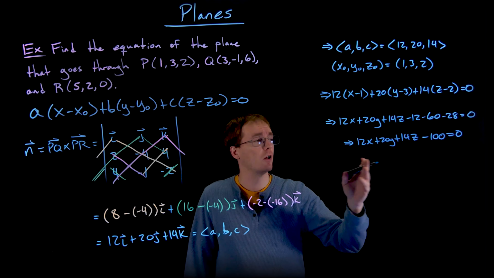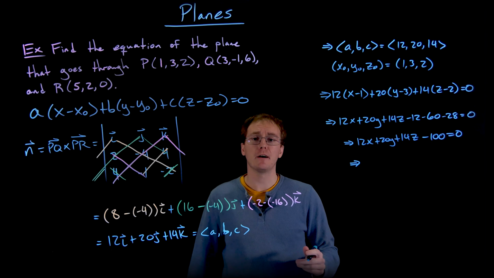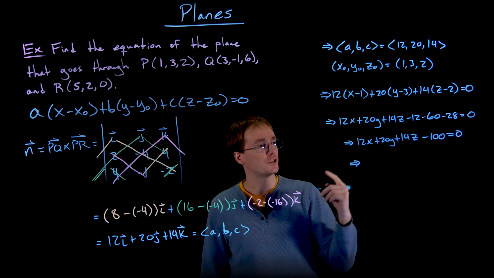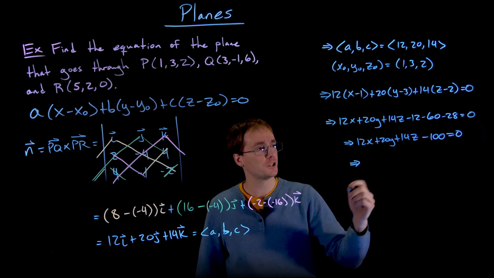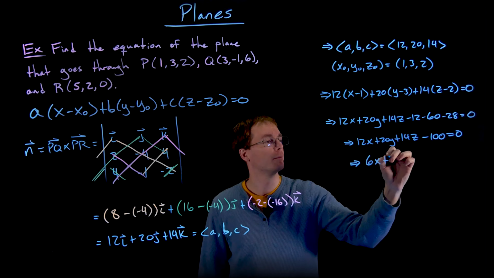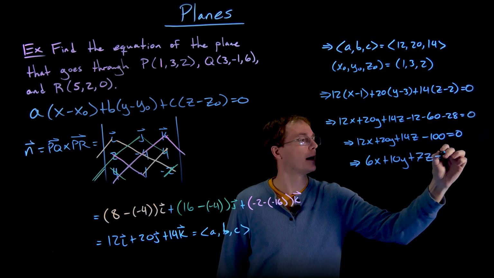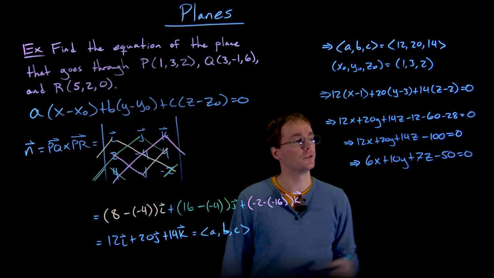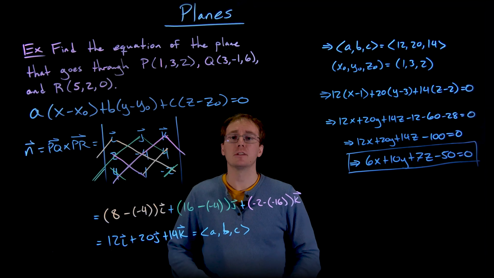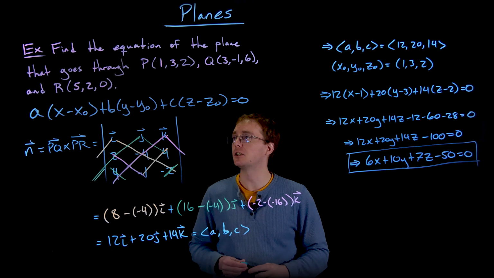We could recognize, well, everything here is an even number and there's a common factor. And so if we do simplify this by canceling that common factor of 2 that is present in all the terms and coefficients, we can rewrite our scalar equation as 6x plus 10y plus 7z minus 50 is equal to 0. And so we have found the scalar equation of the plane that goes through the 3 points that were given, P, Q, and R.